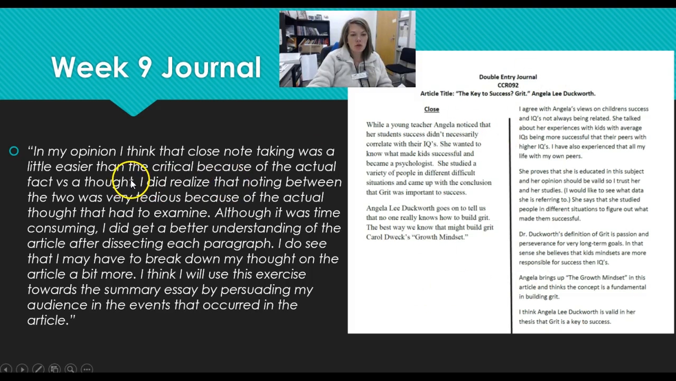But I did like what this writer had to say about how it is kind of tedious to go through paragraph by paragraph and indicate what the writer has said versus what you thought about that. But it does give you a better understanding, and then, as this person says, more material to use when writing the actual summary and response essay.